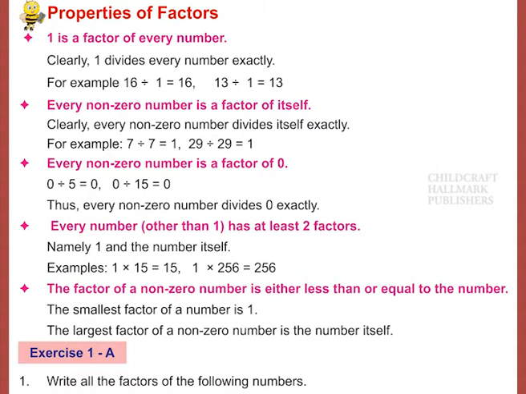The factor of a non-zero number is either less than or equal to the number. The smallest factor of a number is 1. The largest factor of a non-zero number is the number itself.